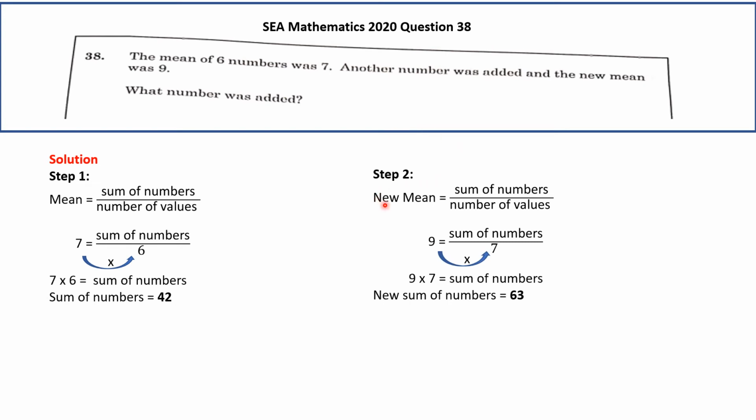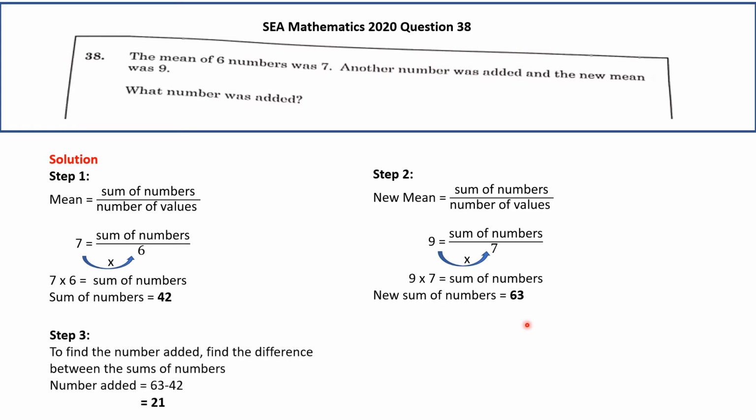Step 2, we need to do the same thing again, but now we have a new mean. So we're going to do the same calculation, but we're going to change that 7 into 9. So for the new mean, we need to find out what is the new sum of numbers. So we're going to say 9 multiplied by 7 to give us 63.